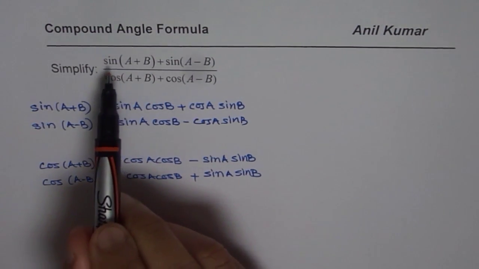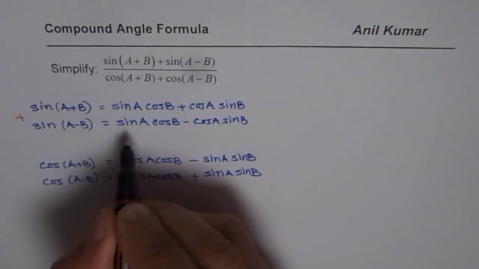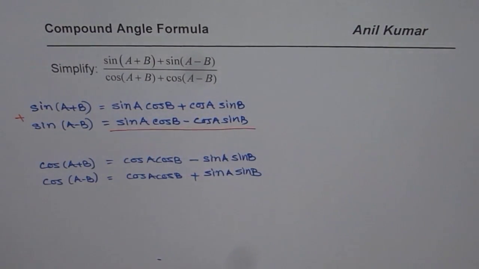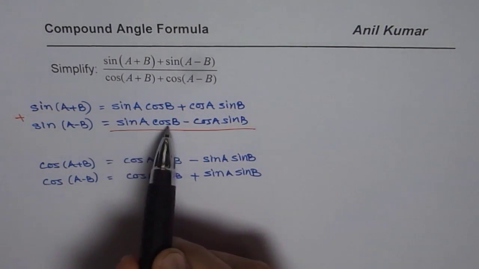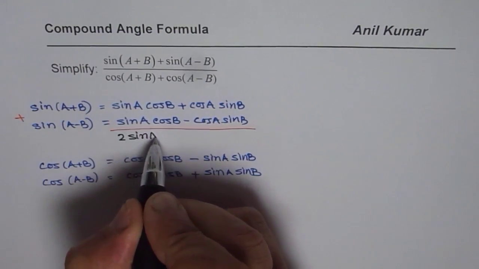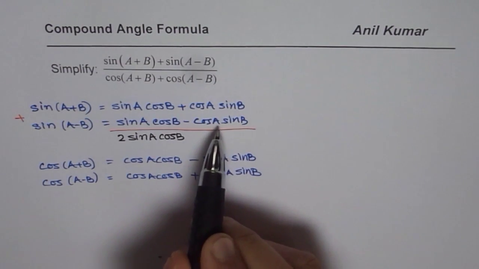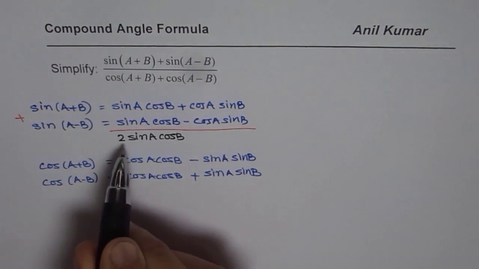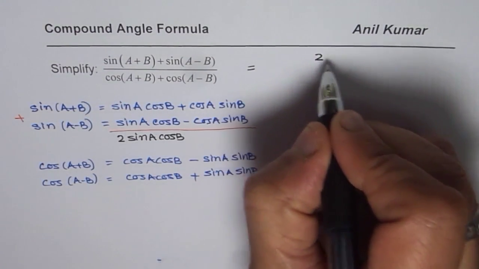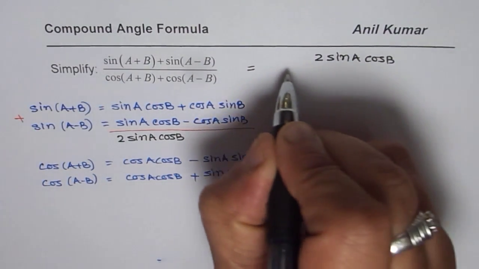The numerator is sine of a plus b plus sine of a minus b. So basically we have to add these two. When we add these two, what do we get? Okay, so let's write down. Sine a cos b, they add up, and we get 2 sine a cos b, correct? Plus cos a sine b minus cos a sine b cancel out. So it is plus 2 sine a cos b. So we can write the numerator as 2 sine a cos b, correct?